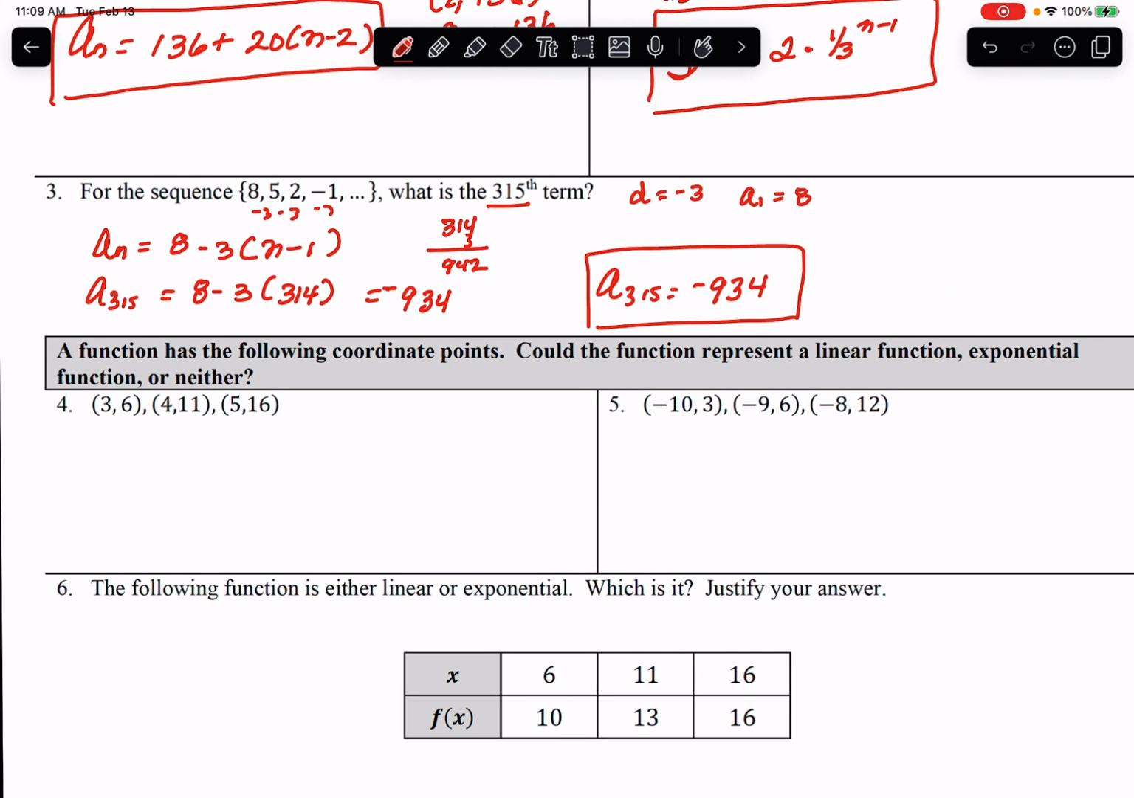Okay, a function has the following points. Could it be linear, exponential, or neither? So we're seeing that we go up by 1, 3, 4, 5 in the inputs. Looking from 6 to 11 would be plus 5. 11 to 16 would be plus 5. So we're going to say that's possibly linear.